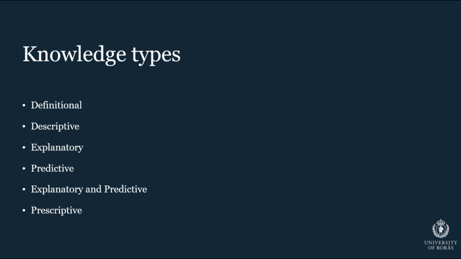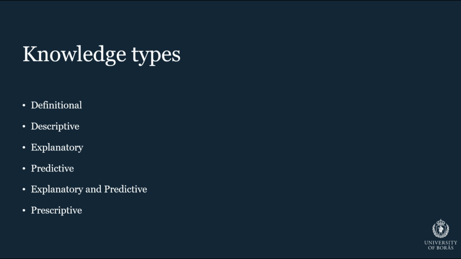You now know about the 6 different knowledge types, in other words being definitional, descriptive, explanatory, predictive, the combined explanatory and predictive, and finally the prescriptive knowledge type. These knowledge types play a crucial role in shaping theories. Definitional knowledge helps in establishing the foundational concepts and terminologies of a theory, ensuring clarity and consistency across its application.